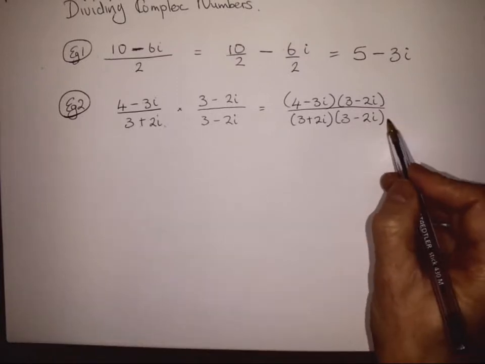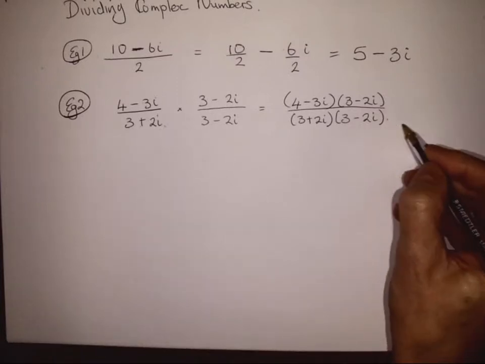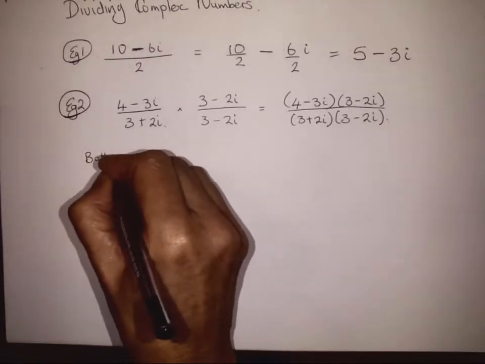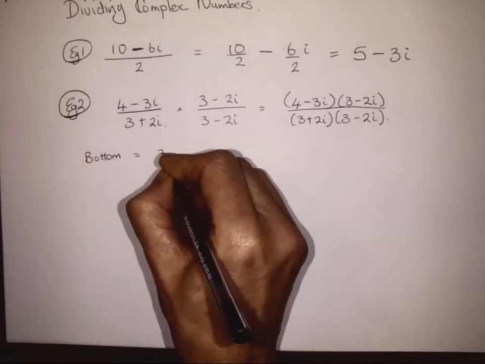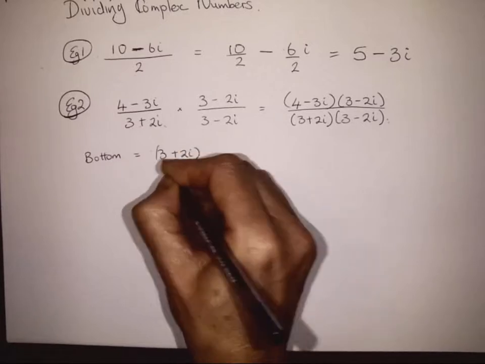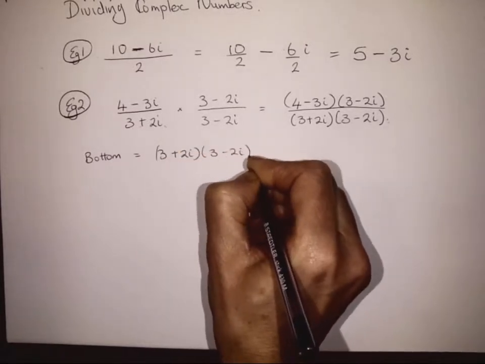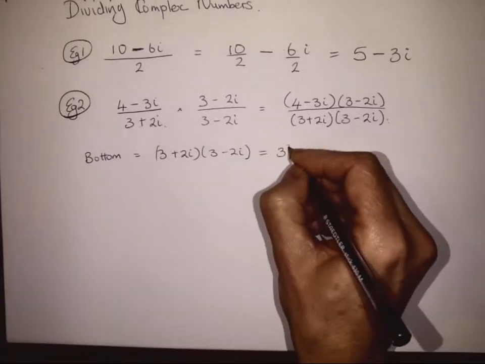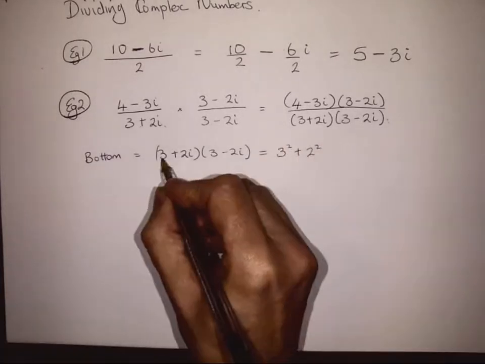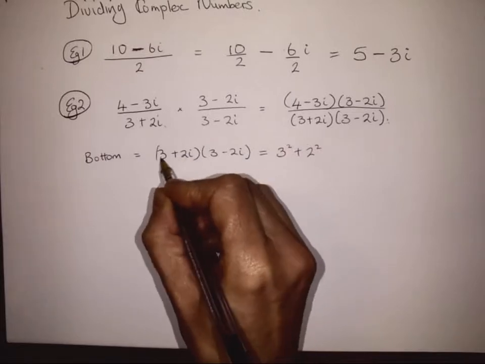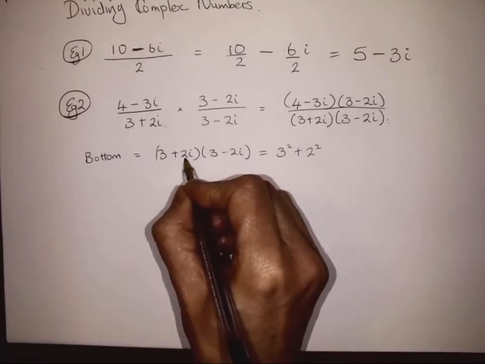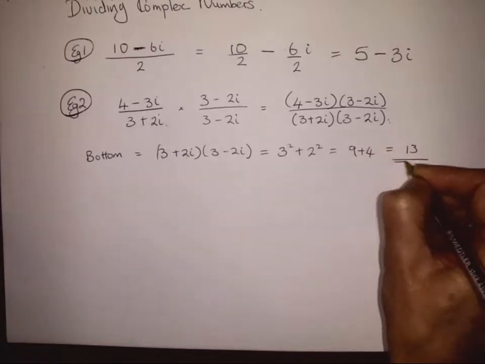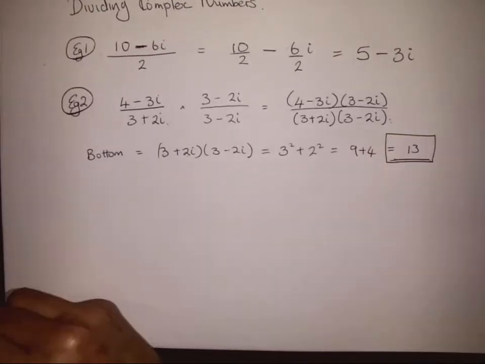So the first thing I'll do is sort out the bottom. Now it's called the denominator, but I'm just going to call it the bottom. So the bottom is 3 plus 2i multiplied by 3 minus 2i. And the quick way to do this is just to say that's equal to 3 squared plus 2 squared. The real part squared plus the imaginary part squared. That's 9 plus 4, which is 13. So this is what goes on the bottom.